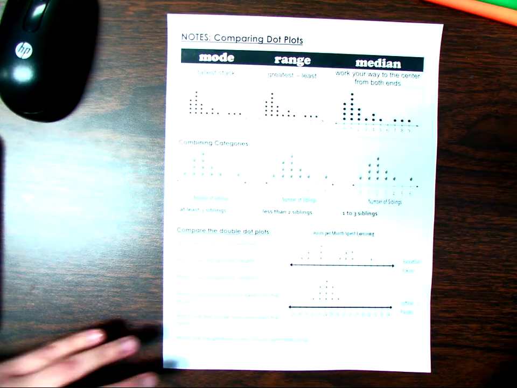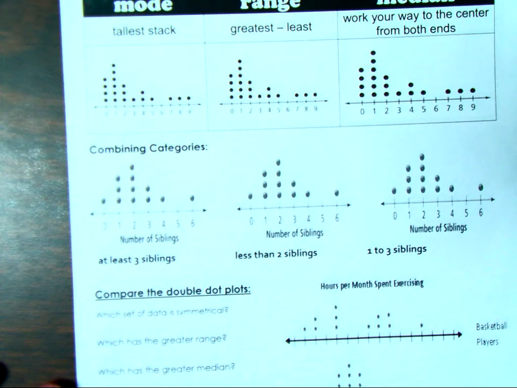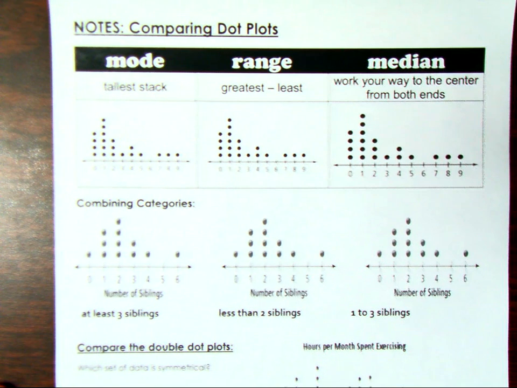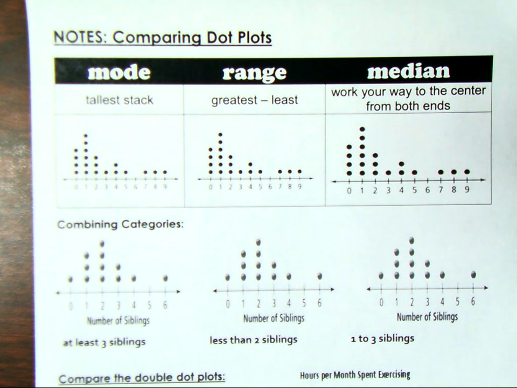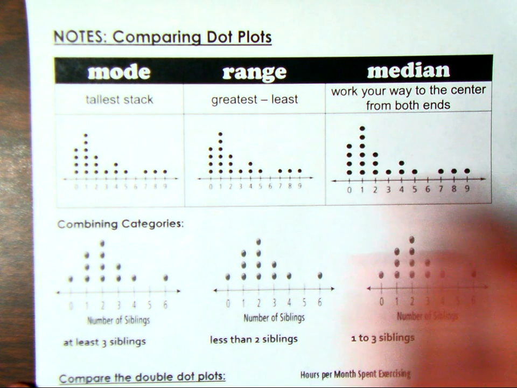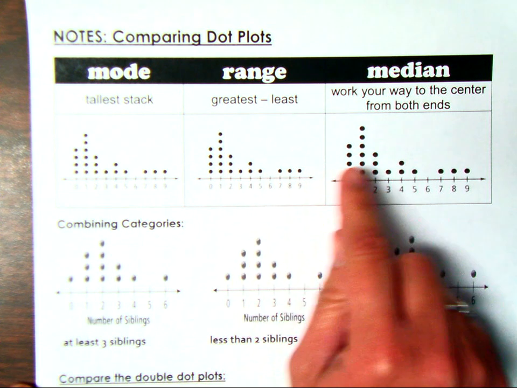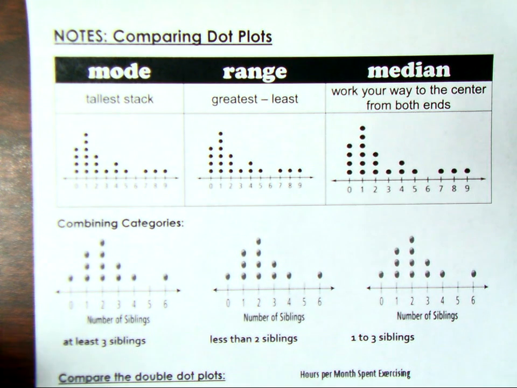All right, y'all, today we are going to look at comparing dot plots. So we've already been talking about box plots, and now we're going to move on to our next kind of graph. We've already seen these dot plots in a previous lesson when we talked about symmetrical or asymmetrical and skewed left and skewed right, but now we're going to do a little bit more with these dot plots. So let's go ahead and begin.